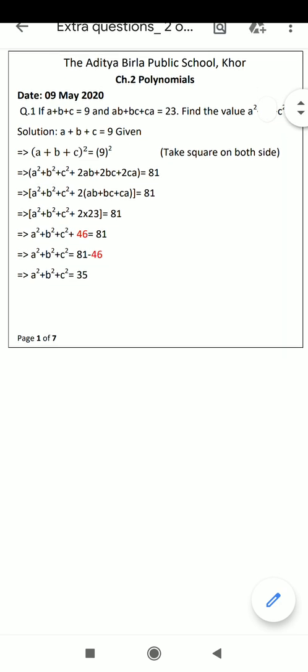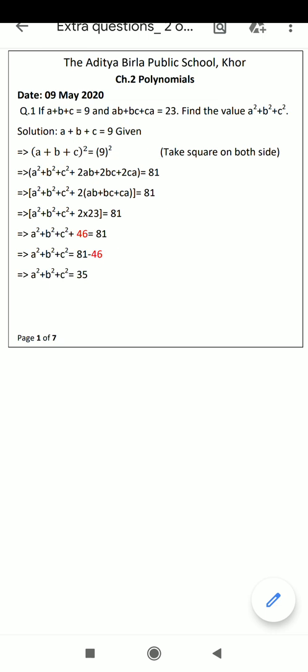Now on the LHS, open the bracket by using the identity. So (a plus b plus c) whole square equals a square plus b square plus c square plus 2ab plus 2bc plus 2ca, equal to 9 square, 81. Now we want to find the value of a square plus b square plus c square, but the value of ab plus bc plus ca is given.